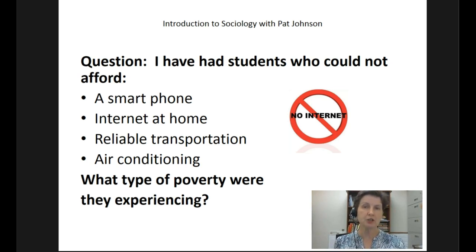So in this mini lecture, we looked at absolute poverty, where there is not enough to sustain life, and relative poverty, where you don't have what the majority takes for granted.